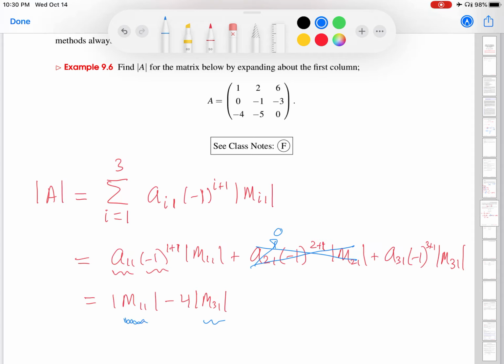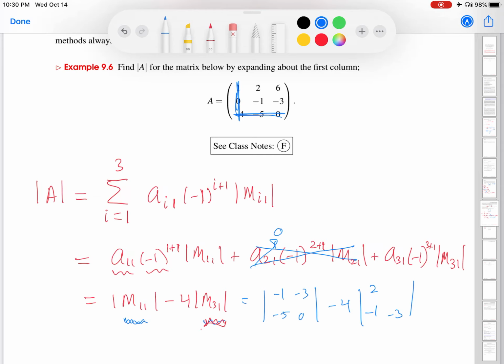So I remove the first row, first column from the matrix, and I get the determinant of -1, -3, -5, 0. And then -4, and now I remove the third row, first column. So I'm left with 2, 6, -1, -3.